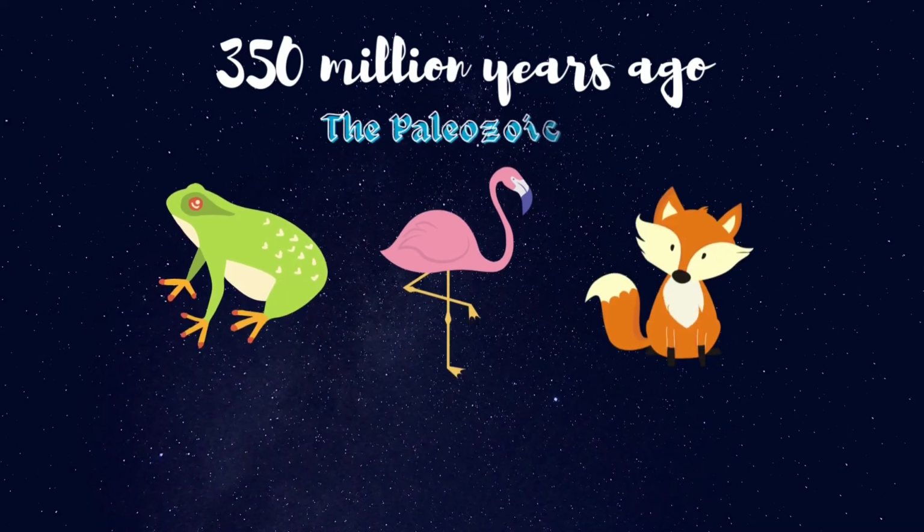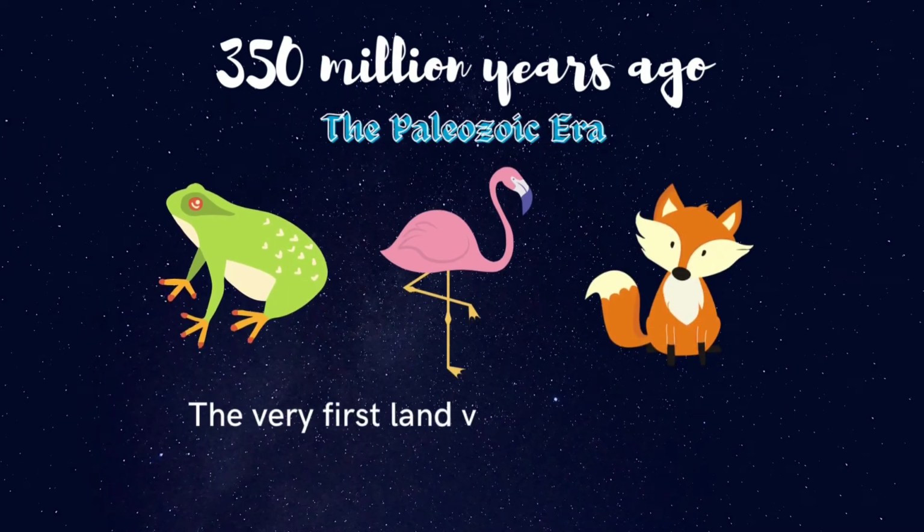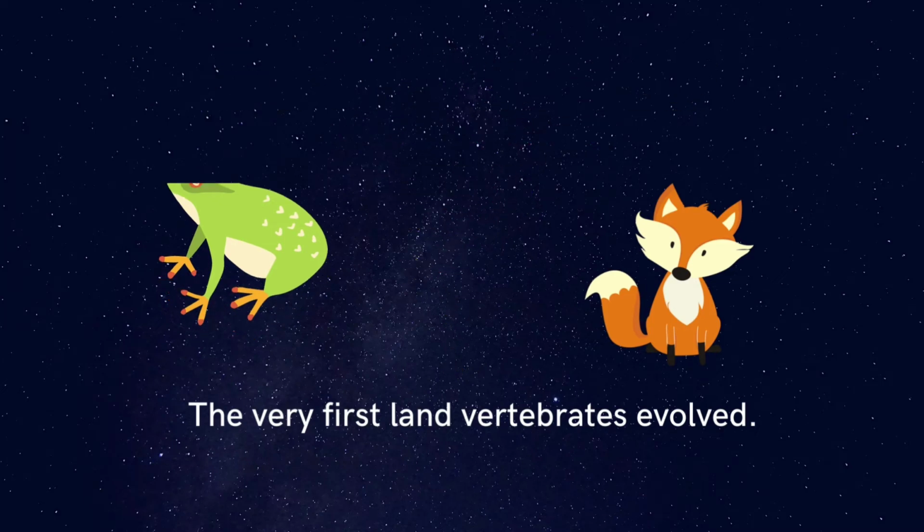We're now at the beginning of a new era, the Paleozoic Era. This was around 350 million years ago, when the very first land vertebrates evolved. Amphibians came first, followed by other reptiles. With the plants providing an effective food source, the populations of these vertebrates flourished. Also, in the picture in this video, you see a flamingo and a fox. However, these animals came a bit later, not exactly around this time, but they are land vertebrate after all, so I decided to include them.